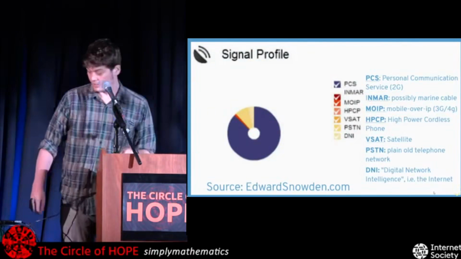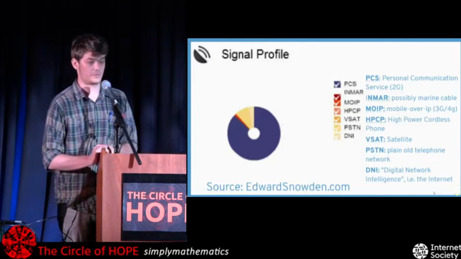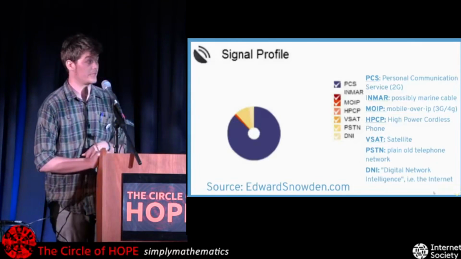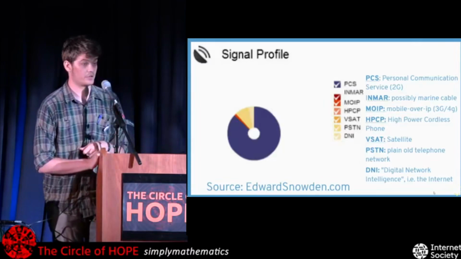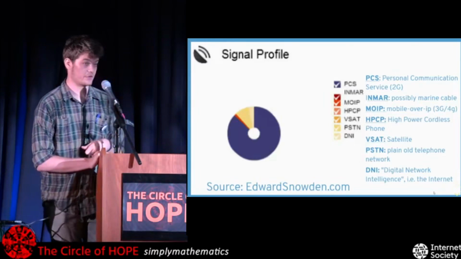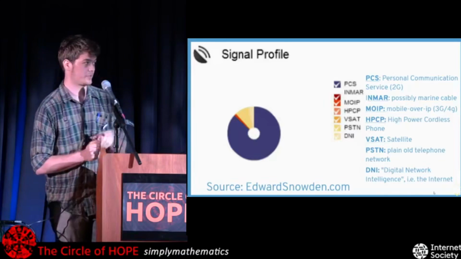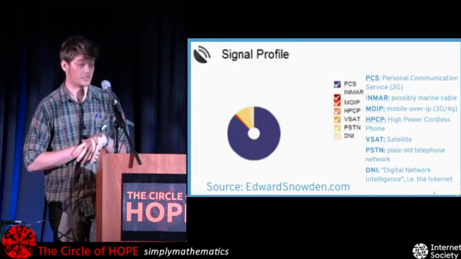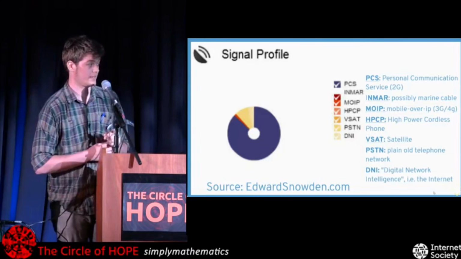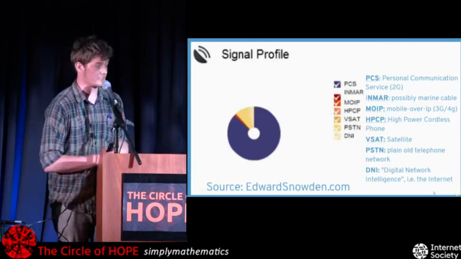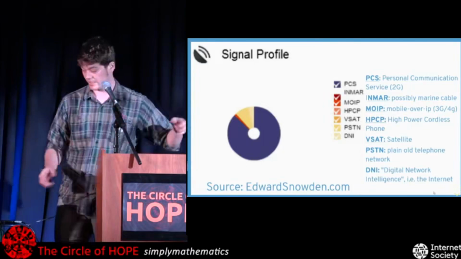There's a variety of methods. They're using things like stingrays to pick up 2G and 3G signals unencrypted over the air. They're tapping marine cables that run out of these buildings. In less developed parts of the world, high-powered cordless phones are used instead of cell phones, which extend network coverage maybe 10 or 20 kilometers, so you can pick those up over the air. Those are generally unencrypted. They're sniffing other countries' satellite data. They're tapping the old telephone network from the 90s and before, and then they have this term DNI, for digital network intelligence, which is a generic word for the internet. So things like Twitter and Facebook would fall in that category.